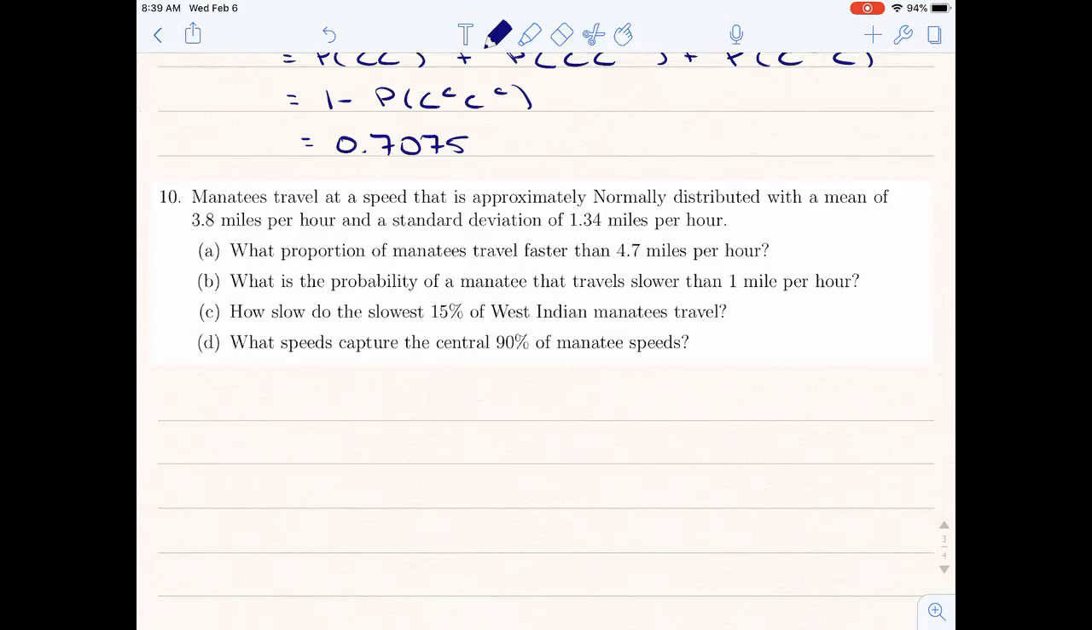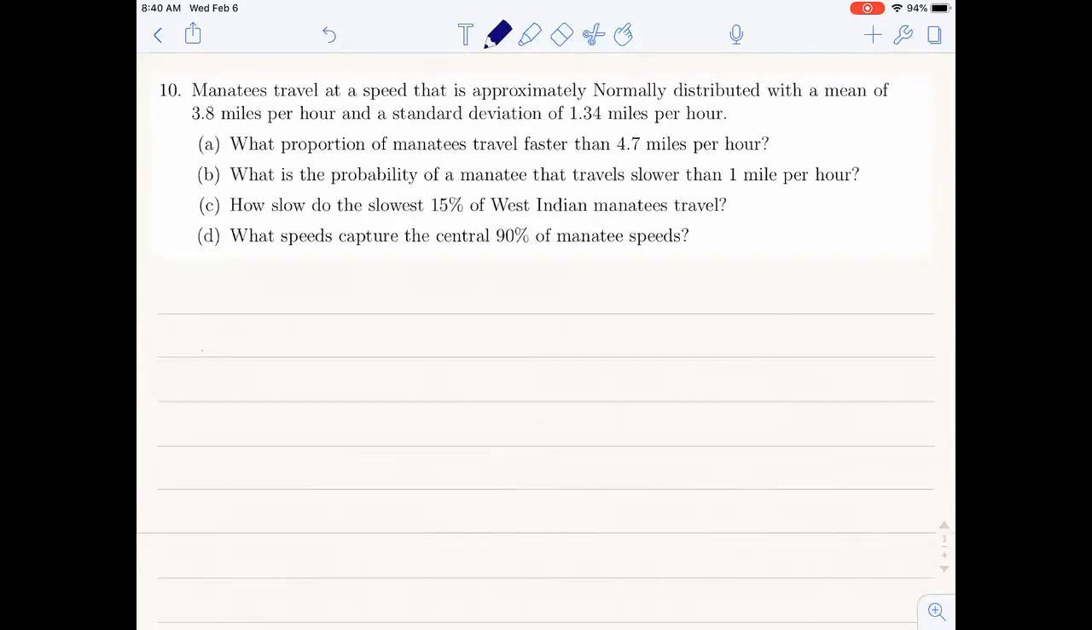Manatees travel at a speed that's approximately normally distributed with a mean of 3.8 miles per hour and a standard deviation of 1.3 miles per hour. What proportion of manatees travel faster than 4.7 miles per hour? Okay. So we can start with our normal distribution because we know the speeds follow a normal distribution with a mean of 3.8 and a standard deviation of 1.34.